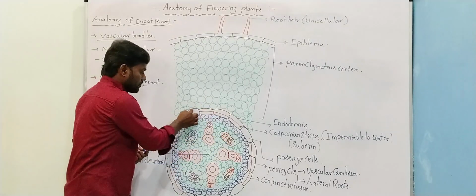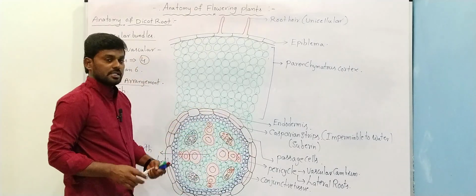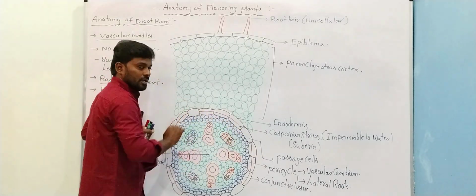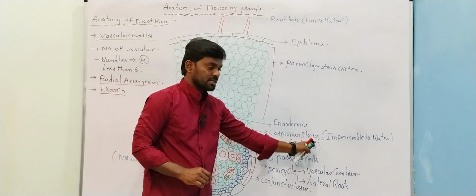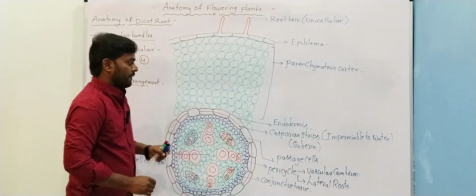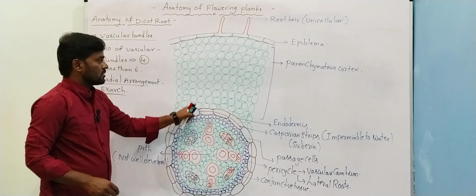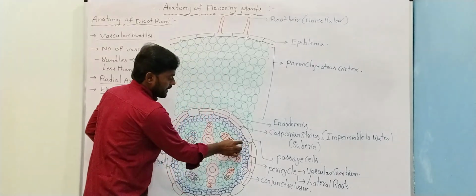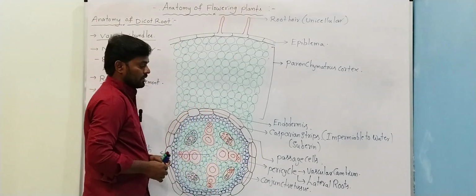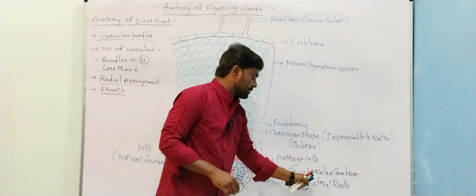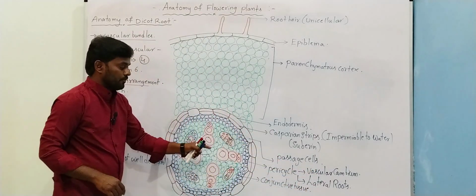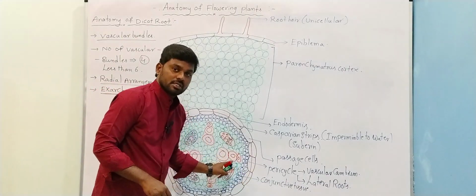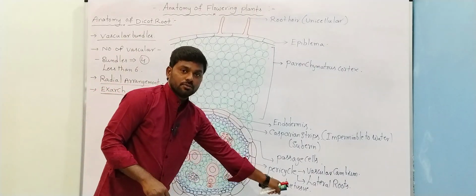Okay, now next one, the innermost layer of the cortex is called endodermis. It is made up of two types of cells. Suberin material deposition in this endodermis is called Casparian strips. It is impermeable to water. And next one, passage cells, which allow water inside the dicot root. And next one, pericycle. Beneath the endodermis, a few layers of cells are called pericycle. It produces the vascular cambium. Lateral roots arise from the pericycle. And next one, the remaining place is completely filled with parenchymatous cells. These cells are called conjunctive tissue.